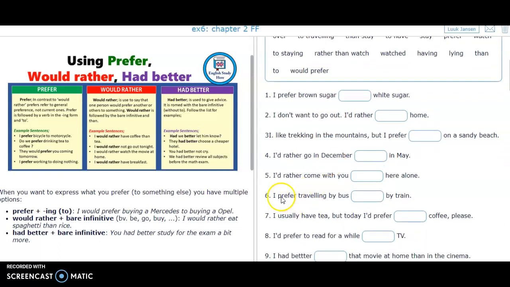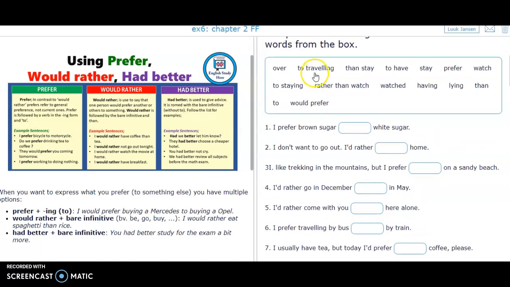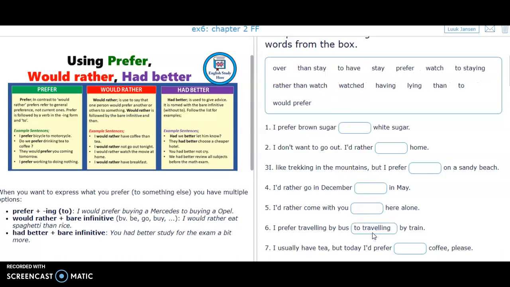For instance, here we can use to because it's I prefer. I prefer traveling by bus to traveling by train, for instance. Here we use the to compare the bus and the train because we use the verb to prefer. Same for the first one. I prefer brown sugar to white sugar. Some people might also say I prefer brown sugar over white sugar, which is grammatically incorrect, but it's correct by way of having a conversation. Doesn't really matter.